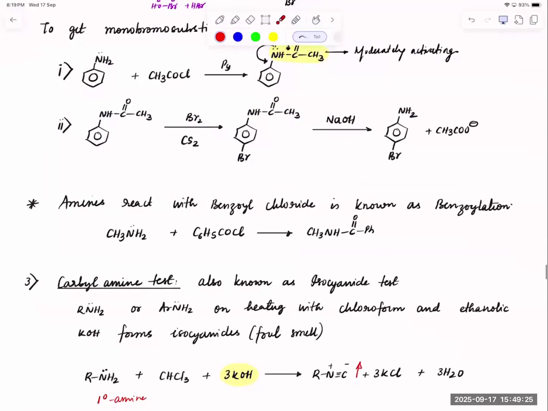So you can notice this. Amines react with benzoyl chloride also in a similar way, and this reaction type is called benzoylation. Instead of CH3, if you have C6H5, this is called benzoylation. Clear?